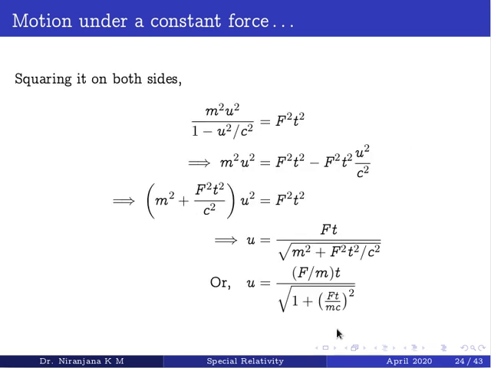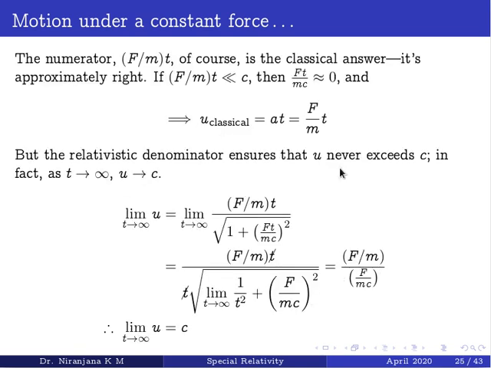And in this expression, if Ft by mc is substituted as 0, then you will see that u equals Ft by m. So that's what we are saying. Ft by m is the classical answer, and you can see that in classical mechanics the velocity is given by acceleration into time.